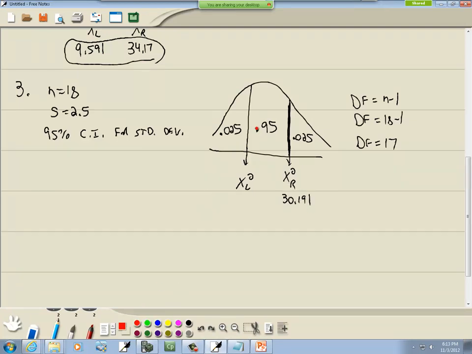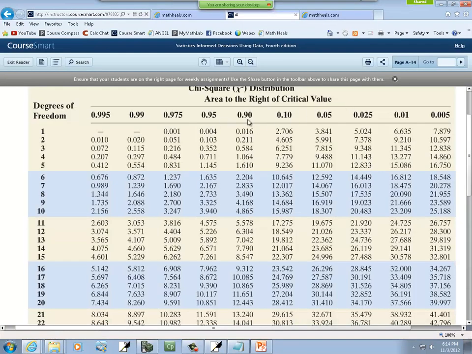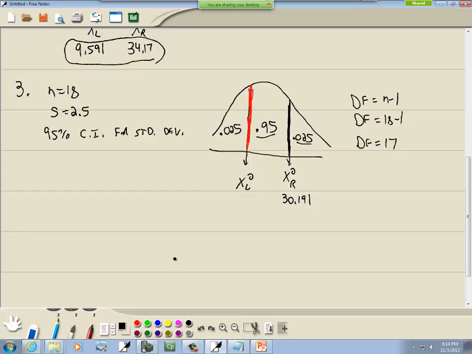Now for our left chi-square. Looking at this one, we look at the area to the right. We have to add up the 0.95 plus the 0.025, so that gives us 0.975, and degree of freedom 17. So 0.975 and 17, we get 7.564.